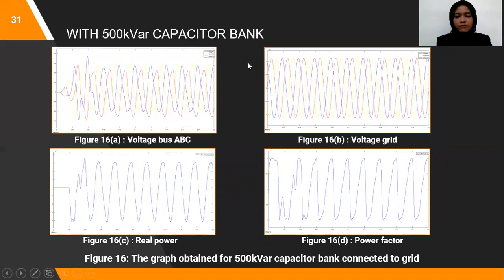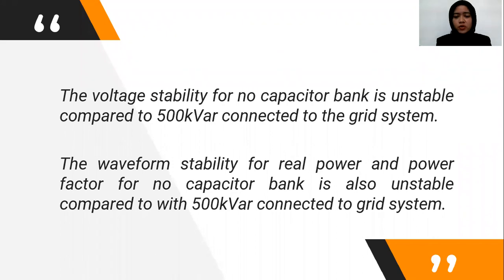This is the result of the waveform for voltage bus ABC, voltage grid, real power, and power factor. As seen, the voltage bus with 500 kVAR capacitor bank is very smooth, as well as the real power and the power factor. So the voltage stability for no capacitor bank is unstable compared to the 500 kVAR connected to the grid system. As well as the waveform stability for real power and power factor, both for no capacitor bank is also unstable compared to the 500 kVAR connected to grid system.